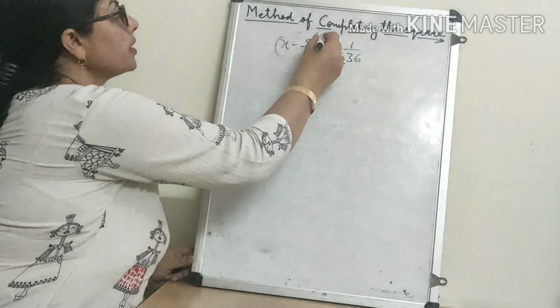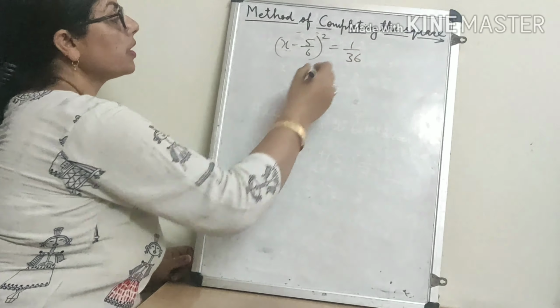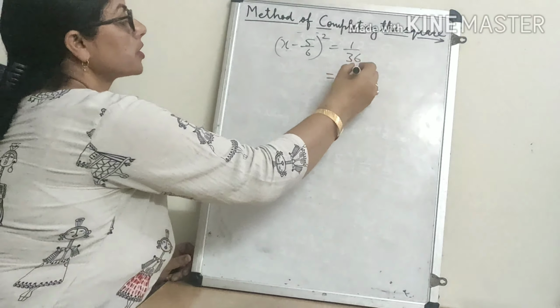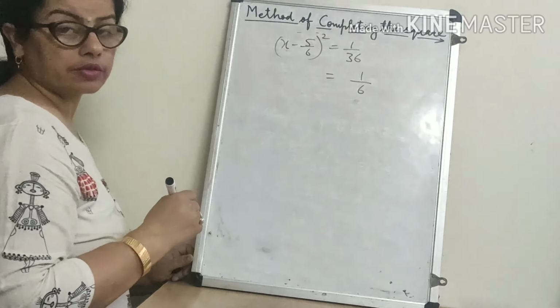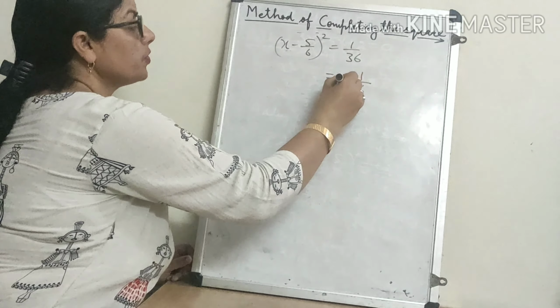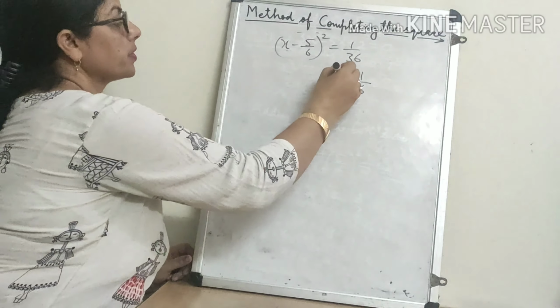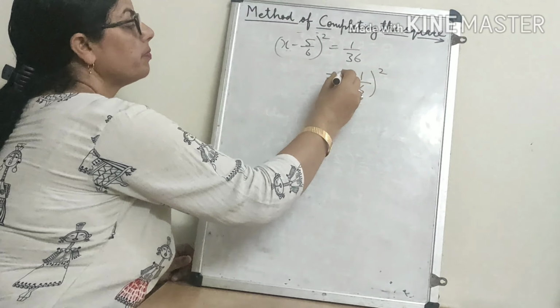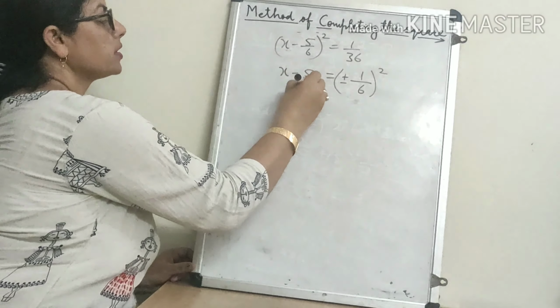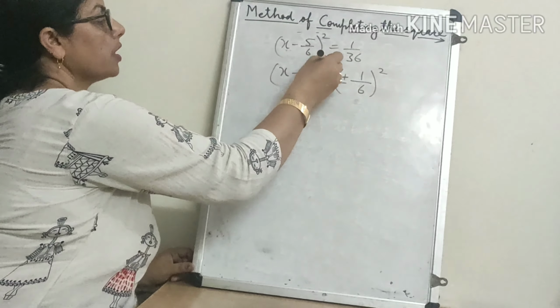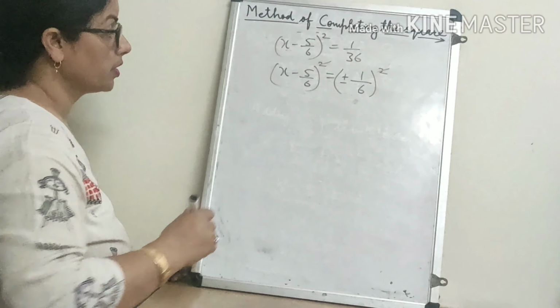So here is a square, we will try to make a whole square here also. 1 is the square of 1 and 36 is the square of 6. It may be positive also, it may be negative also. So plus minus 1 by 6 whole square will be there. (x minus 5 by 6) whole square. Square will cancel with square.